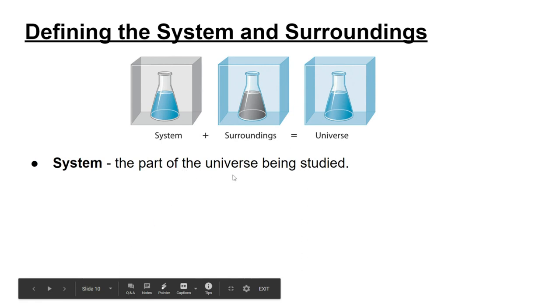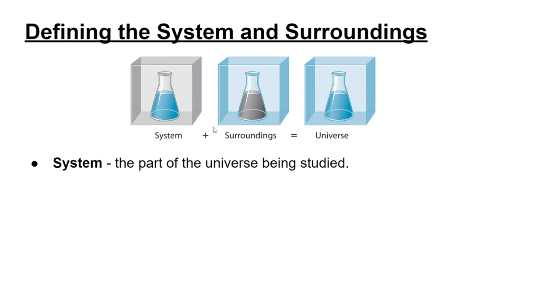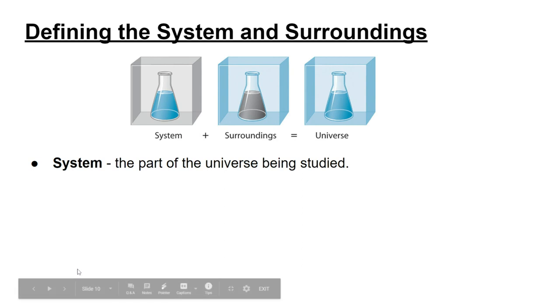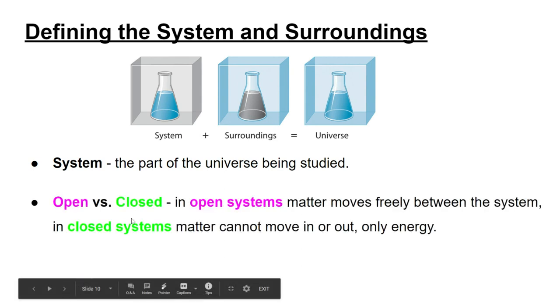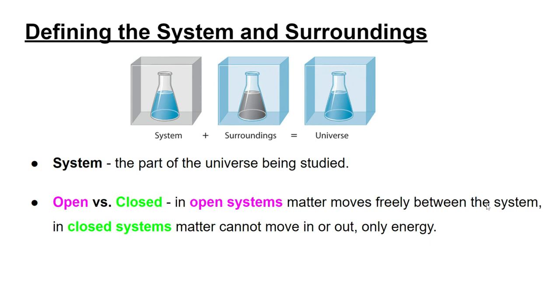A system is a part of the universe that is being studied, which is very important for us. Here, the system can be the chemical reaction going on in this Erlenmeyer flask. The system can be open or closed. In an open system, matter can move freely between the system and the surroundings. For example, when I was lighting the Bunsen burner, the methane combining with the oxygen gave a lot of energy, carbon dioxide and water. As the system was open, both the matter, the water and carbon dioxide, and the energy moved between the systems.